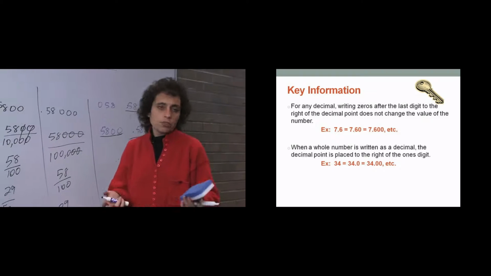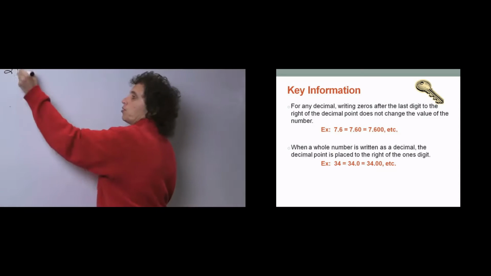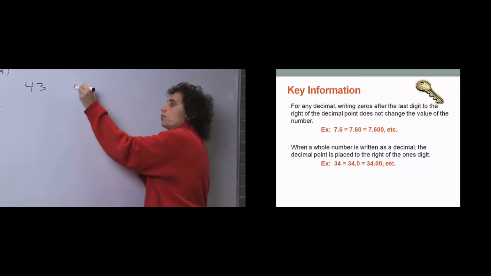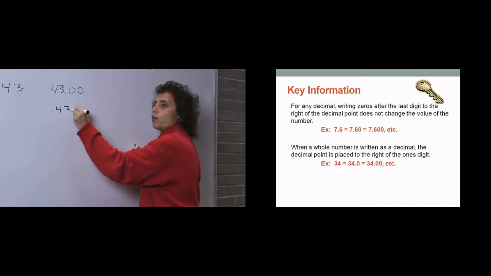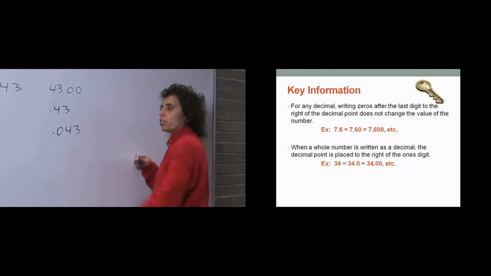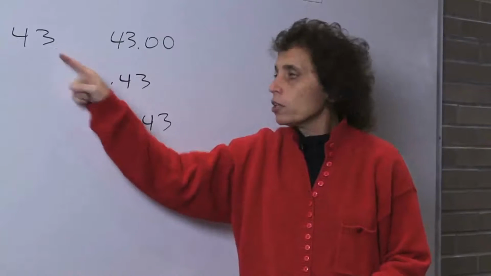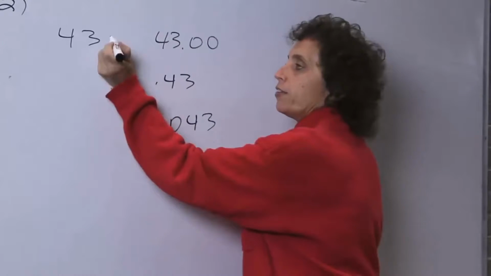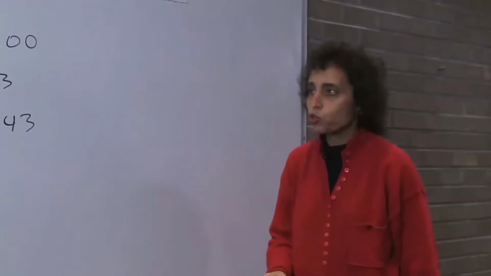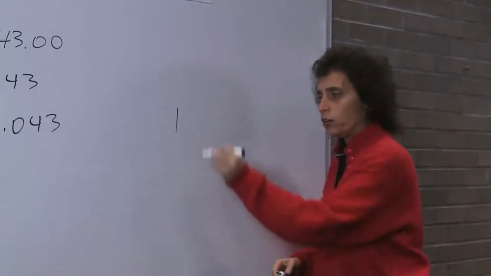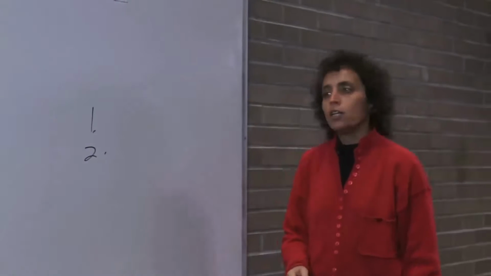All right, let's take a look at the next question. Number 2. This is the whole number 43. This is 43.00. This is 0.43 and 0.043. We're looking at those 4 numbers. First thing you have to understand is anytime you have a whole number, your decimal is at the end of this number, to the right of the last digit. That's where your decimal truly is. So every number, like the number 1, when I count, the decimal is to the right of it. Number 2, the decimal is to the right of it. So that's what we know.